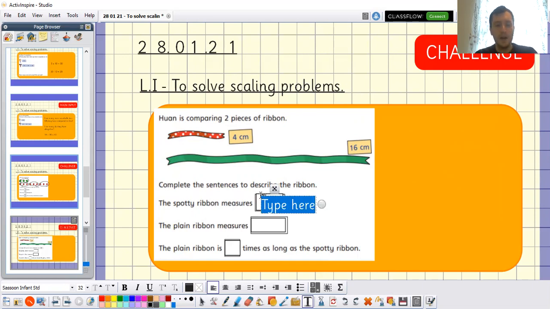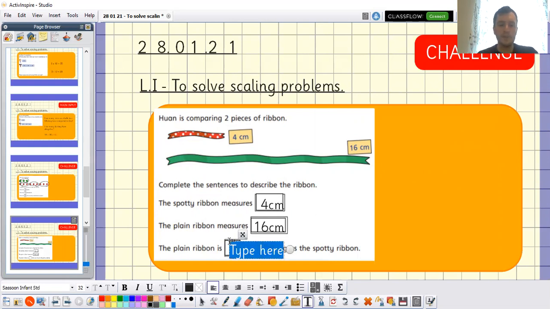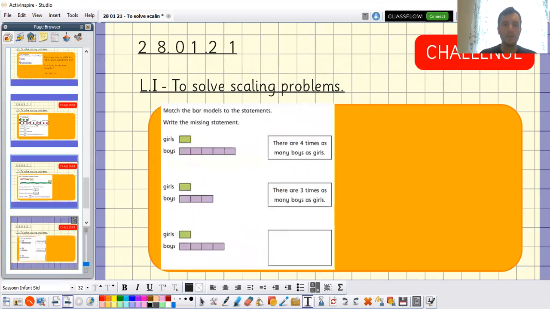The spotty ribbon measures 4 centimeters. The plain ribbon measures 16 centimeters. The plain ribbon is blank times as long as the spotty. Now I'm going to count in 4s till I get to 16 and see how many that would be. So I've got 4, 8, 12, 16. Well, there we go. I've counted in 4s to get to 16. I've got 1, 2, 3, 4. 4 4s make 16, which means the plain ribbon is 4 times as long as the spotty ribbon. So this time I use my multiplication facts to help me work that one out.